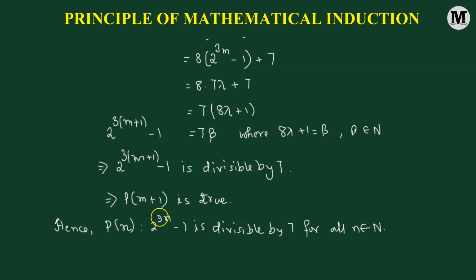That means any natural number that we pick, the statement p of n is always going to be a true statement. So by using the principle of mathematical induction, we have successfully verified that the given statement is true for all n belonging to the set of natural numbers N.